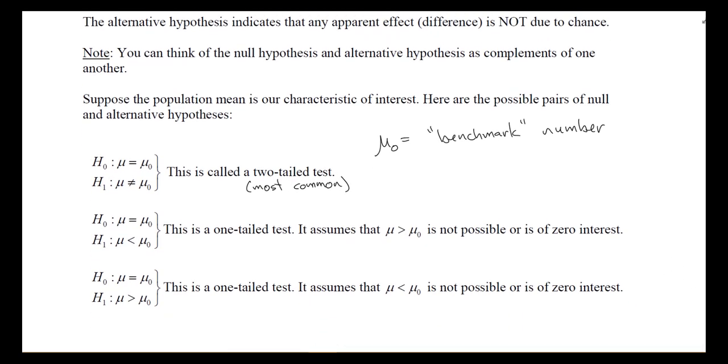Okay, then we're going to have a one-tailed test. So in this case, notice I still have mu, that's my population mean, is equal to my benchmark for my null hypothesis, but then for my alternative hypothesis, I have mu is less than the benchmark. So this is what we call a left-tailed test.